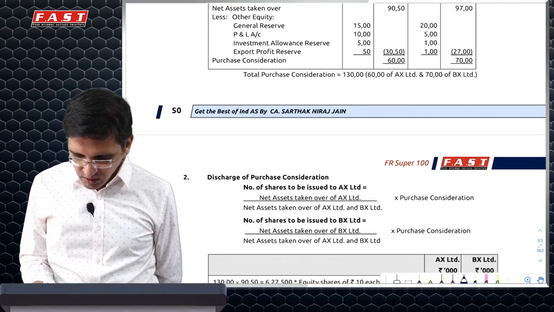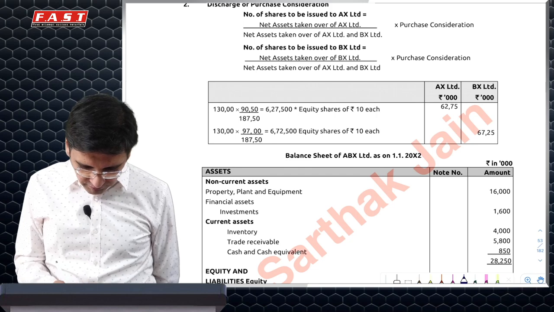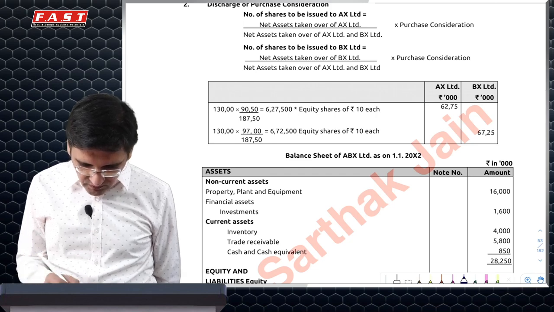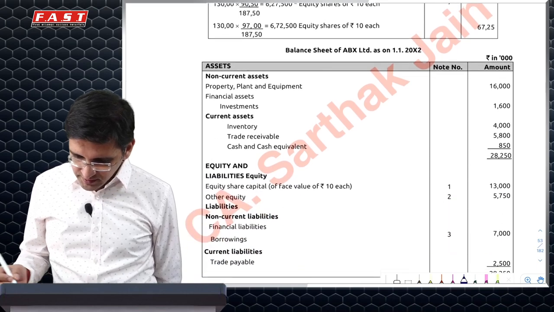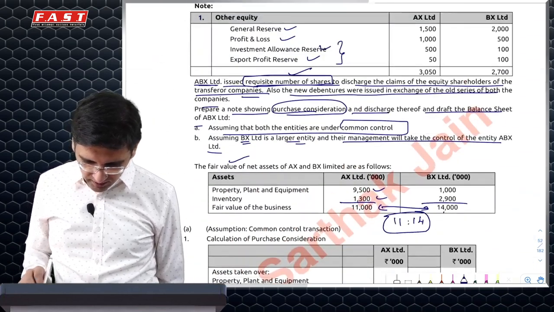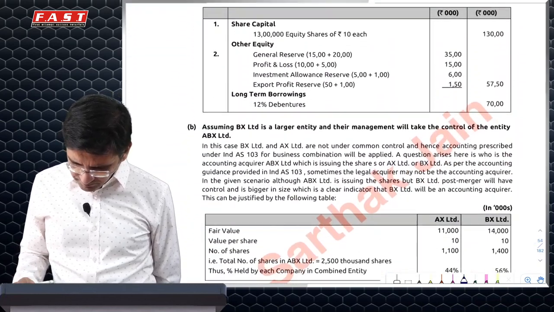So what it says is total PC is 13,000. It will be allocated in the ratio of net assets proportion value. And in this particular case, I am first basically talking about the second case.